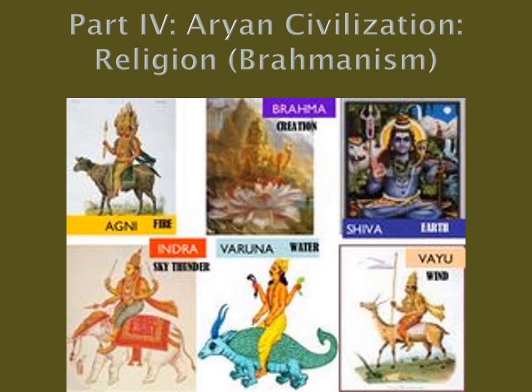So look at this slide. We have, beginning with Agni, the god of fire. Then we have Brahma, the god of creation. With Shiva, the god of the earth. We have Indra, the god of sky and thunder, or lightning and thunder. We have Varuna, the god of water. And then we have Vayu, the god of wind. So these are some of the many gods, or the major gods, of the Aryan civilization, of their religion known as Brahmanism.